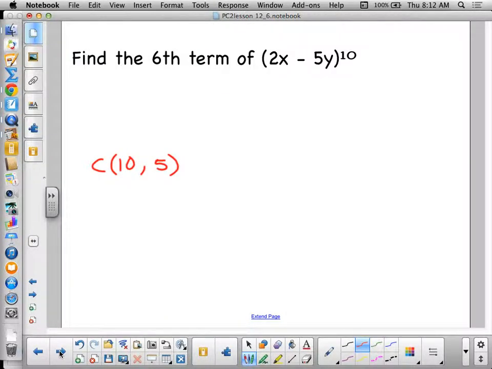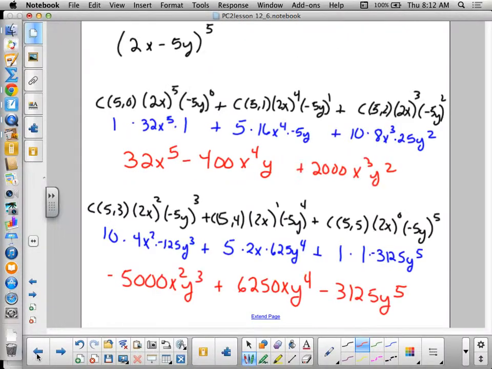You're going to take the 2x to a power and the negative 5y to a power. The sum of those powers must be 10, but what are those powers going to be on the sixth term? Well, let's look back for a hint. When it's 5 choose 0, my exponents were 5 and 0. When it's 5 choose 1, my exponents were 4 and 1. When it's 5 choose 2, it was 3 and 2. So the second number is always the same as the exponent on the second term, isn't it? There's a hint for us.